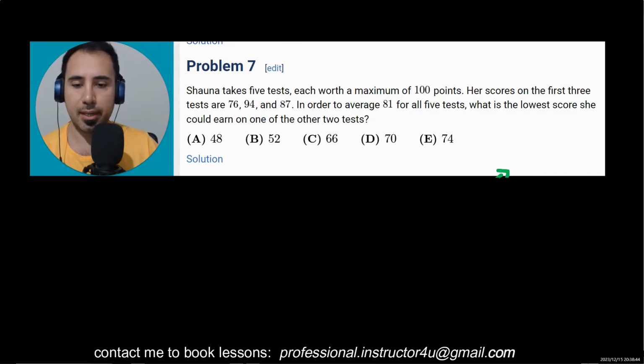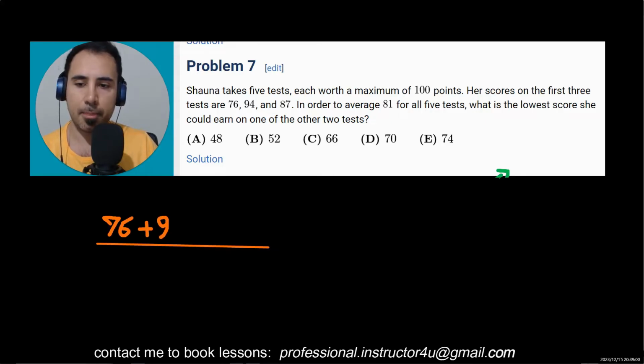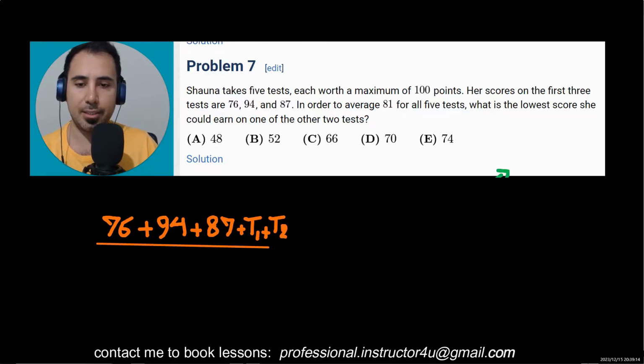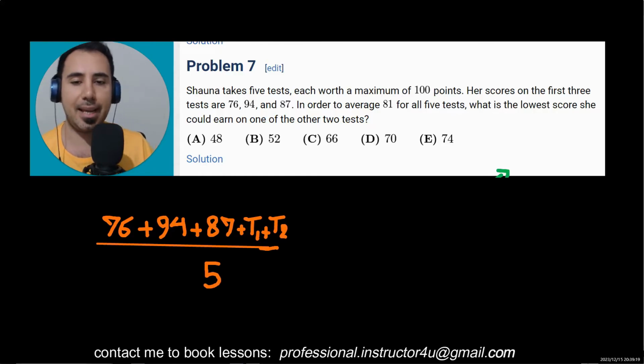So when we want to find the average of 5 numbers, what do we do? We add all the numbers. So it's going to be 76 plus 94 plus 87. And we have 2 more tests that we don't know, so I'm going to put test 1 plus test 2. We add these 2. We're supposed to divide them by 5, and the average will be 81, right?